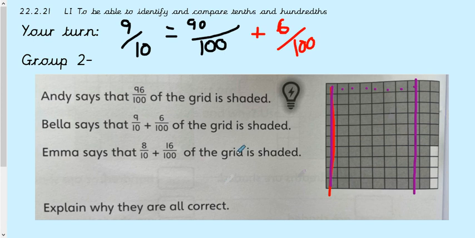So she's just partitioned it. So you could have 7 tenths add 16 hundredths. That would still be right. It's just a different way of writing. Sorry, it would be 26 hundredths. You could have 6 tenths add 36 hundredths. You can partition it in any way as long as it adds to make the same value of 96 hundredths, then it's still correct.